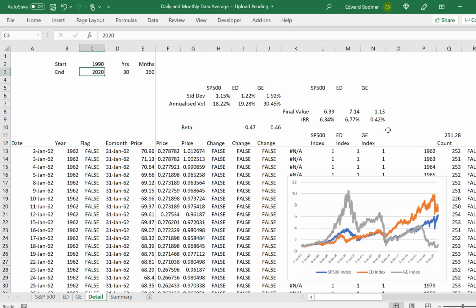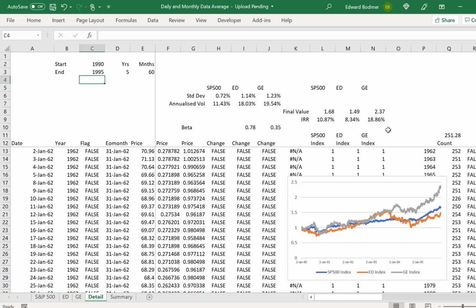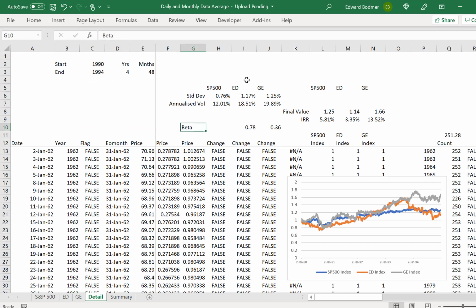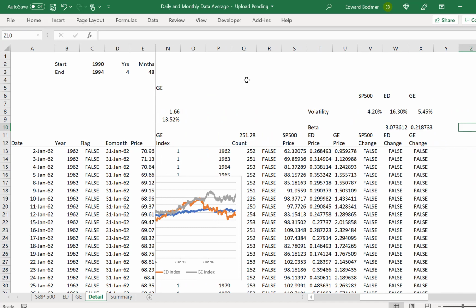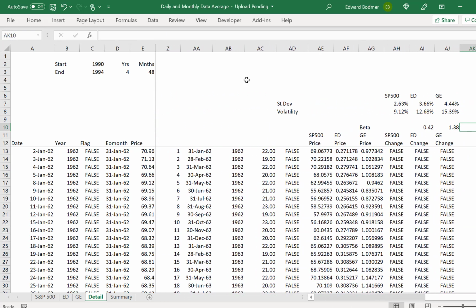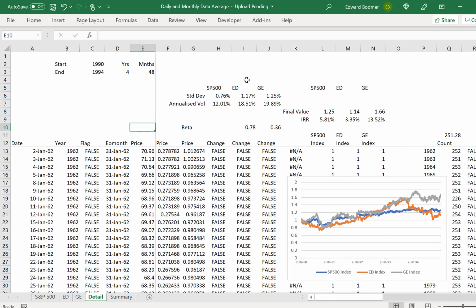Let's try 1990 to 1995. I guess we'd have to do 1994. Oh, where did I put it? 1994. And the first issue is you really do get different betas. This time 0.78 versus 0.36. If you're arguing for a higher beta, you'd use this. And then you get a lower beta. And we should really try to evaluate, especially for this Con Ed, whether this beta really changes over time.